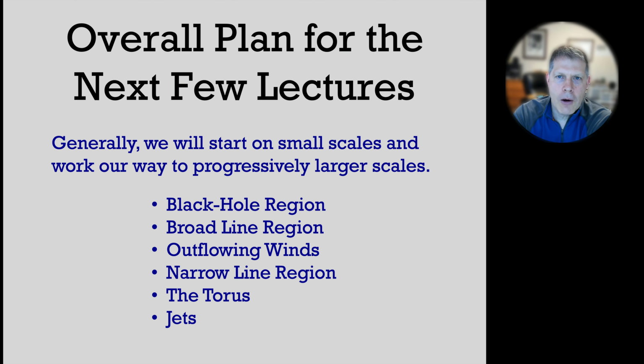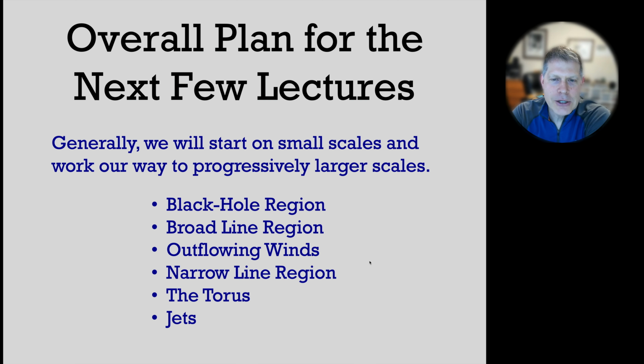So here is the overall game plan for the next few lectures. Generally, we are going to start on small scales, and we're going to work our way to progressively larger scales. So the same way that I just presented those powers of 10 is broadly what we're going to follow. So today we're going to talk mostly about the black hole region. Then we'll talk about the broad line region and outflowing winds and the narrow line region and the torus and jets and so on. So you see there are many components of an active galaxy. We're going to break it down into these constituent components and talk about each one of them.